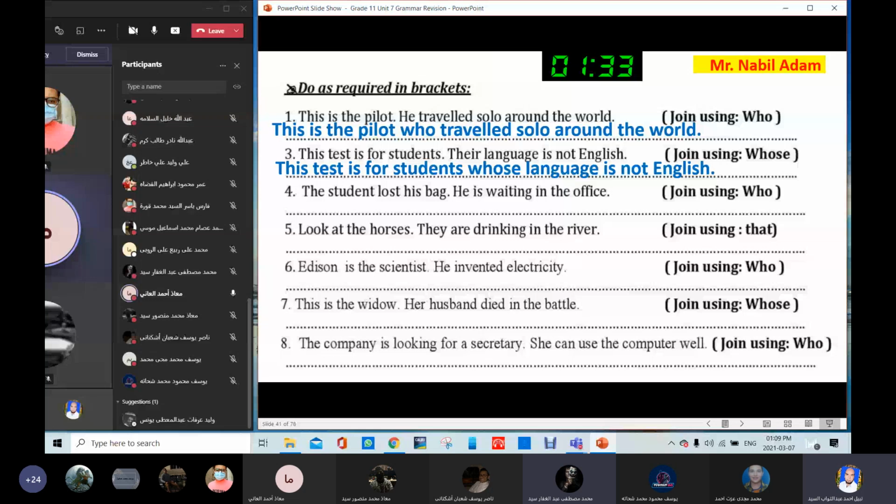Number four, please. The student lost his bag. Who is waiting in the office? Muhammad Mustafa. Does the pronoun he refer to the bag? Does he mean bag? Yes. How can you join it? The student lost his bag. Who is waiting in the office? No. Muhammad Ali Rabia. The student lost his bag.